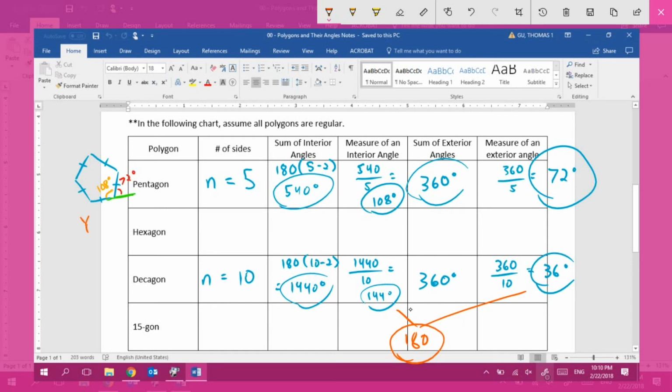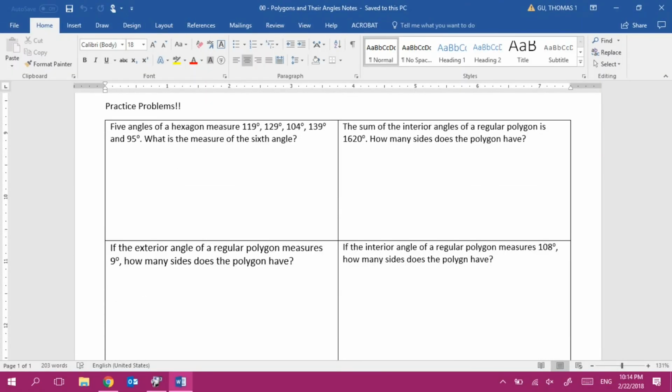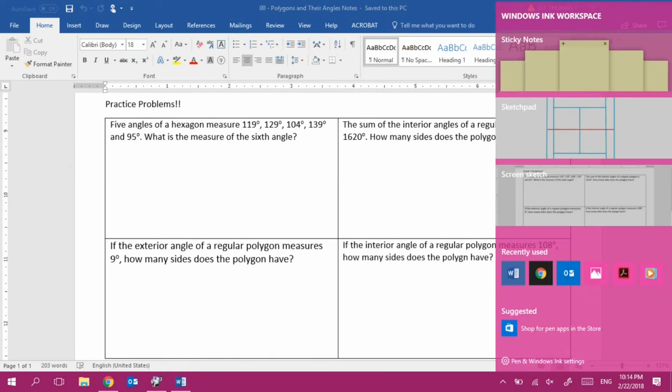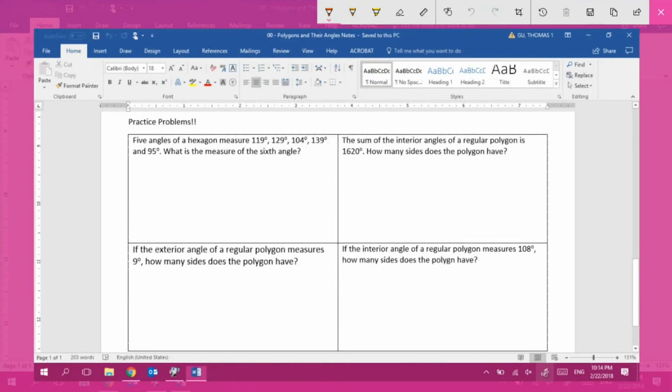So you guys fill out on your own the hexagon and the 15-gon. Not sure what that's actually called. I'm going to do the problems on the left. You guys are going to do the problems on the right. So here we go. Now, we have to read carefully and try to see what it's saying to us.